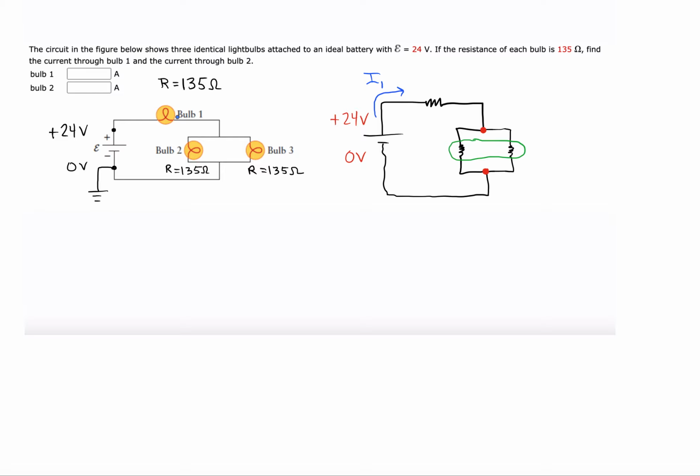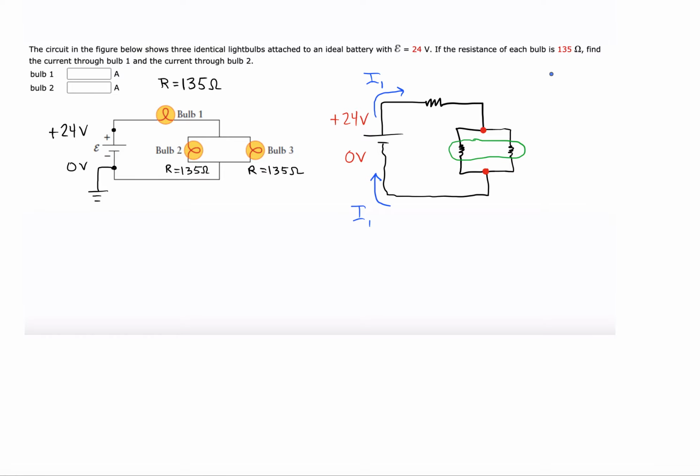I'm calling it that because it flows through bulb 1. But the same amount of current that leaves that positive terminal has to come into the negative terminal. So both of those sides of the battery have the same amount of current. And that's why I'm calling it I1. Okay. Now when the positive charges get to this junction, this red point here, they have to decide, will they go along the left path and get to the other side, or would they go along the right path and get to the other side?